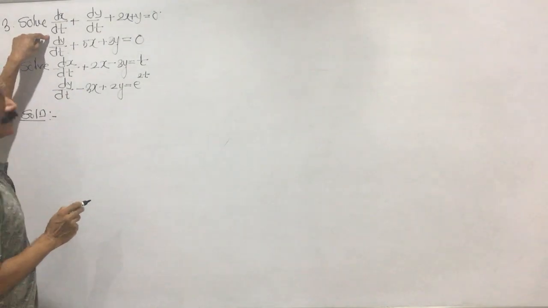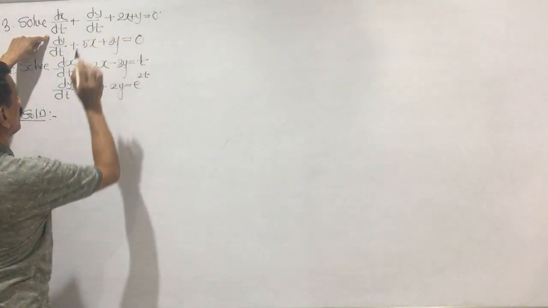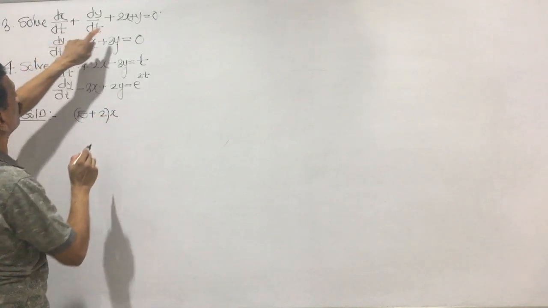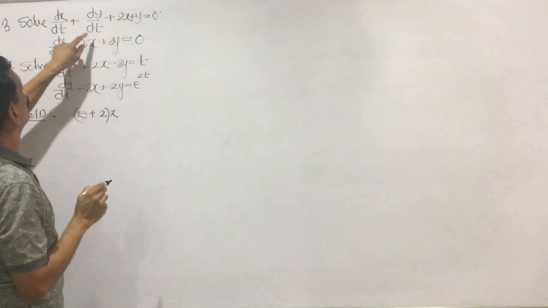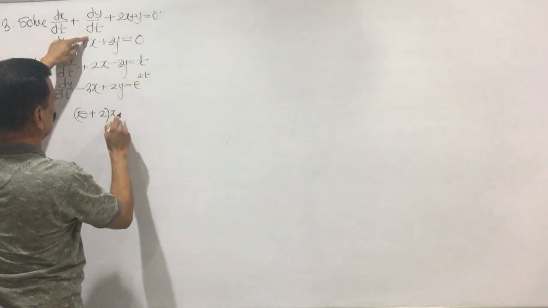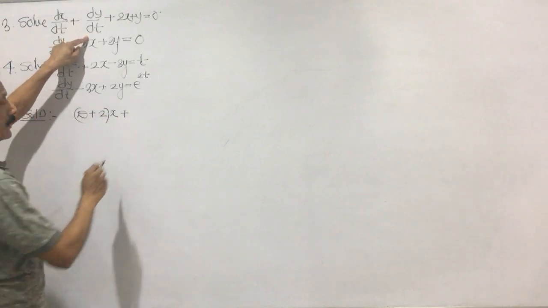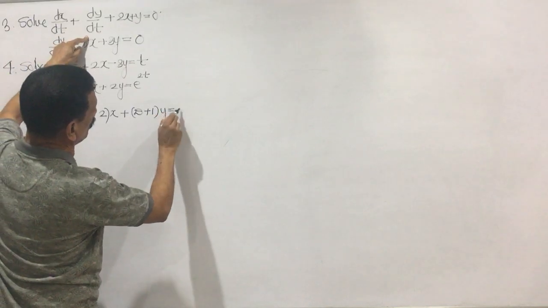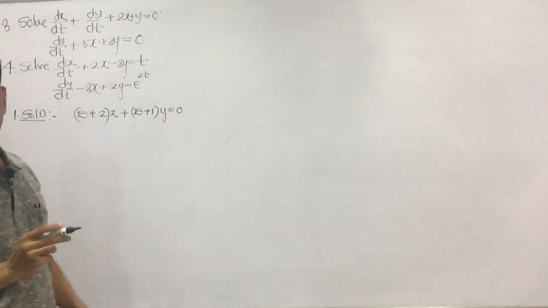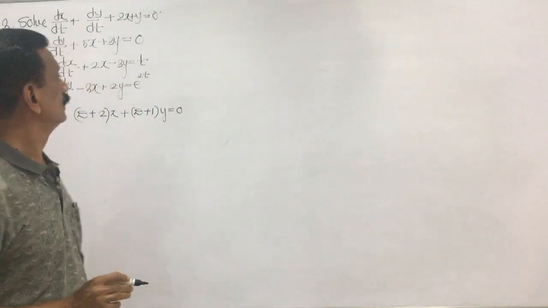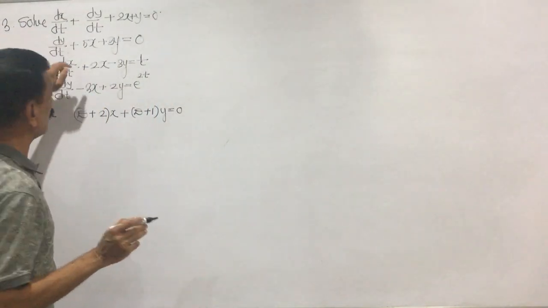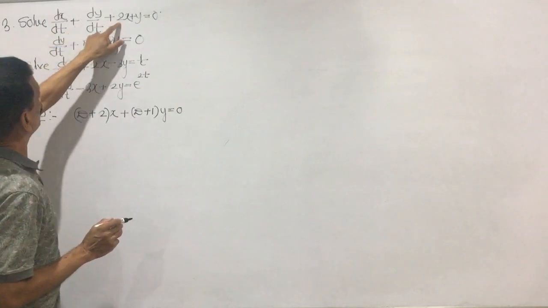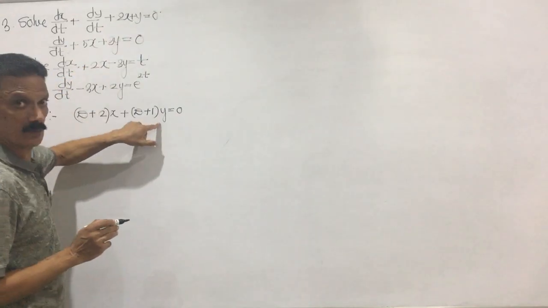So first here, see my dear friends, dx by dt and 2x means I write here D plus 2, which is operated on x because x is taken common, and dy by dt plus y means we write this as D plus 1 operated on y is equal to 0. Okay, this is the first equation written in the symbolic form. So in symbolic notation, we have taken capital D for dx by dt. So dx by dt, and here it is 2 and here it is 1.